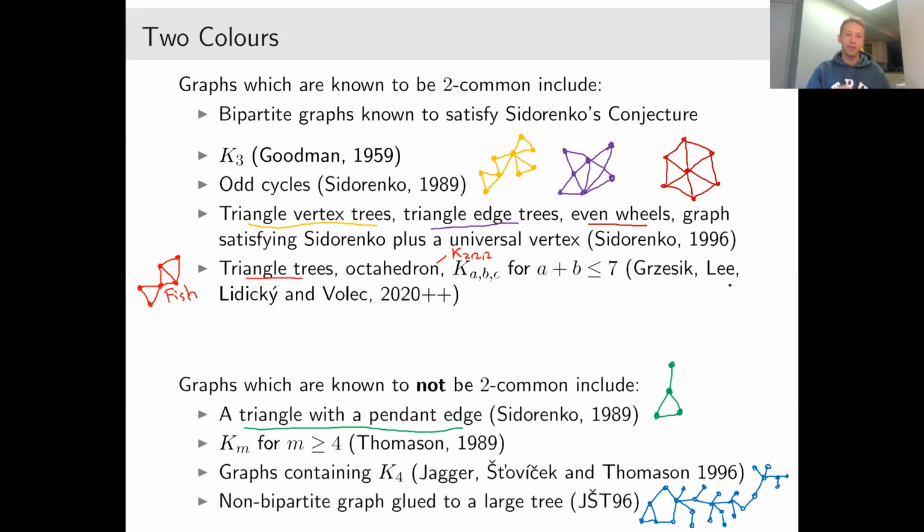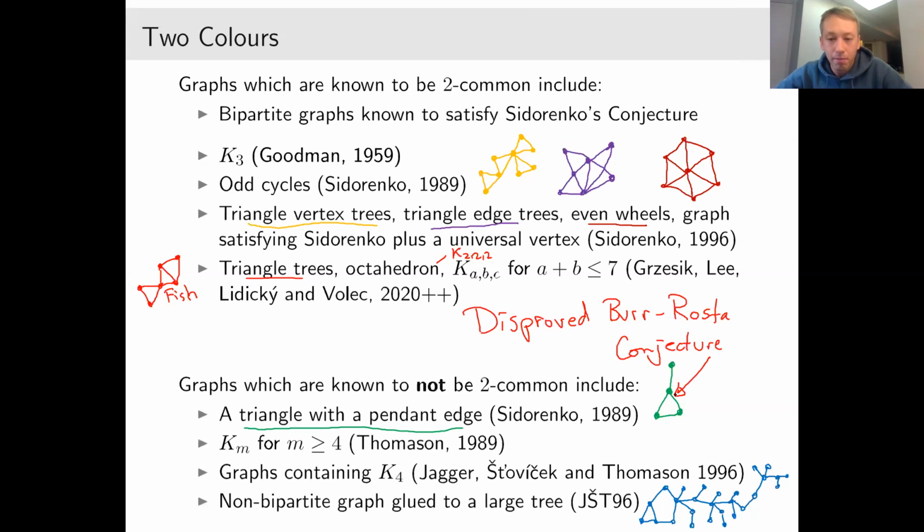On the other side, I'm going to come back to 2-common graphs in a second, but let's think about the other side: graphs which are not 2-common. One example is a triangle with a pendant edge. This was proved by Sidorenko in 1989. And actually, this example was the very first known example of a non-2-common graph. And this disproved a conjecture of Burr and Rosta. The Burr and Rosta conjecture would have implied that every graph is 2-common. And so Sidorenko disproved that.